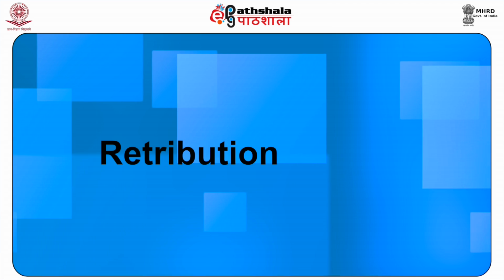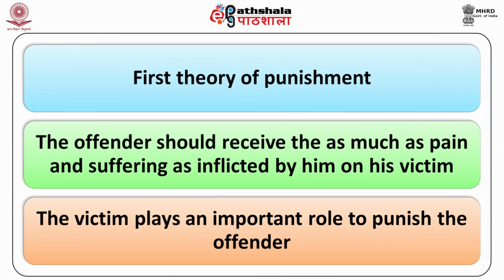First is retribution theory. Retribution is the first theory of punishment. Its main aim is that the offender should receive as much pain and suffering as was inflicted by him on his victim, to assuage the angry sentiments of the victim and the community. The victim plays an important role in punishing the offender.